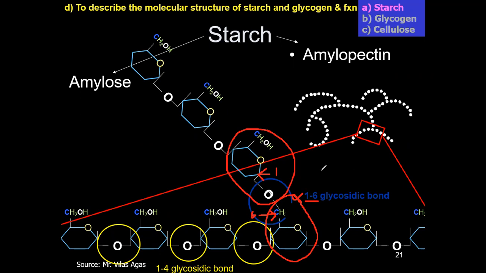So when all of them are joined up together, this is how amylopectin will look like. Each chain is not straight, it's slightly curved, okay? And then it has got branch chain joined to the main chain. And every branch chain has got another branch chain joined to it. So this is amylopectin.